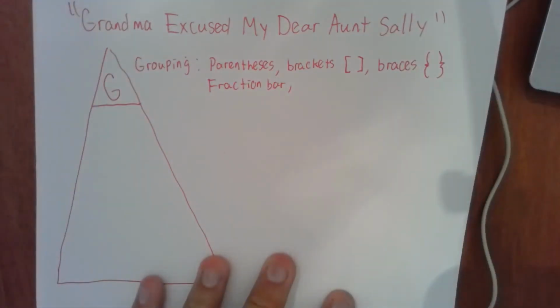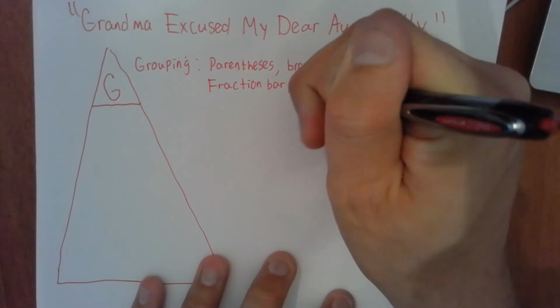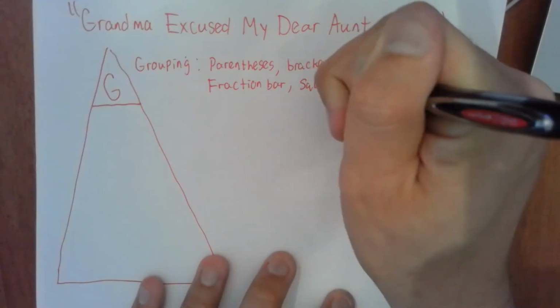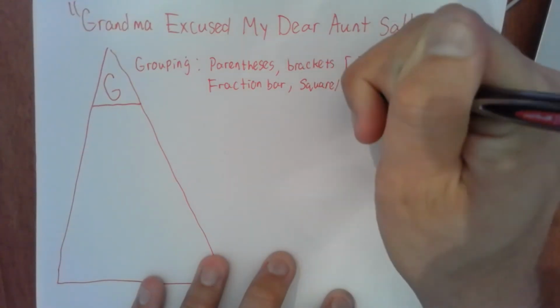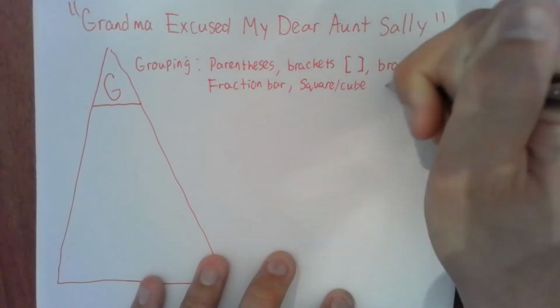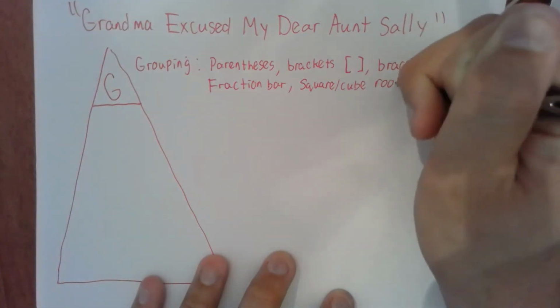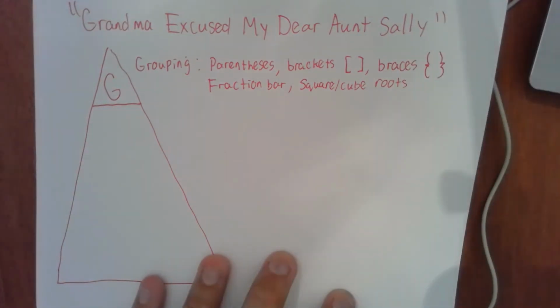And then the last two are square and cube roots. So you guys will eventually get to the point where there are multiple operations inside of a square or cubed root. So you have to do all those operations on the inside before you're allowed to do the square or cubed root.